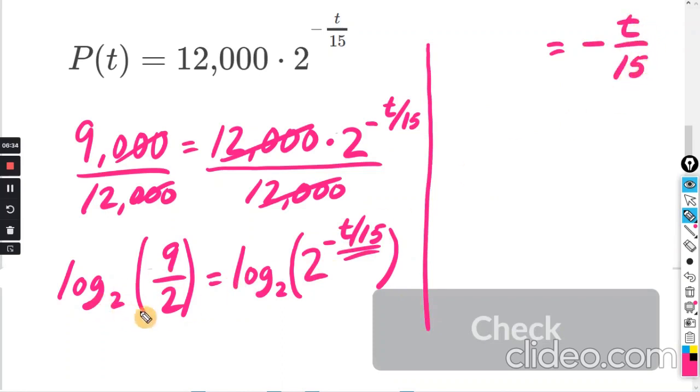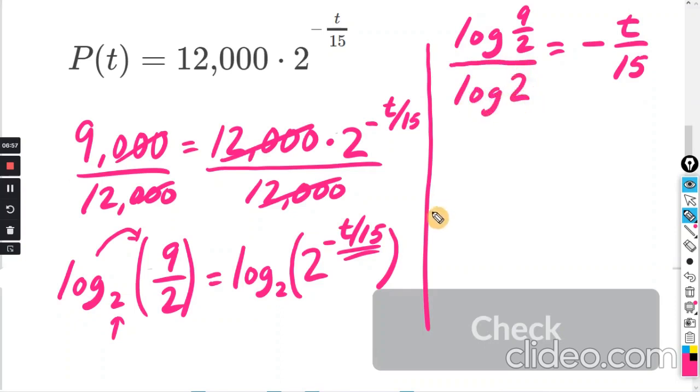And on the left-hand side, I'm going to use the change of base formula. So I'm going to do the log of 9/12 divided by the log of 2. Remember, change of base. The base goes on the bottom. Okay, and finally, solving for t, I'm going to multiply both sides by negative 15. So I'm going to multiply this side by negative 15. And I'm going to multiply this whole thing by negative 15.